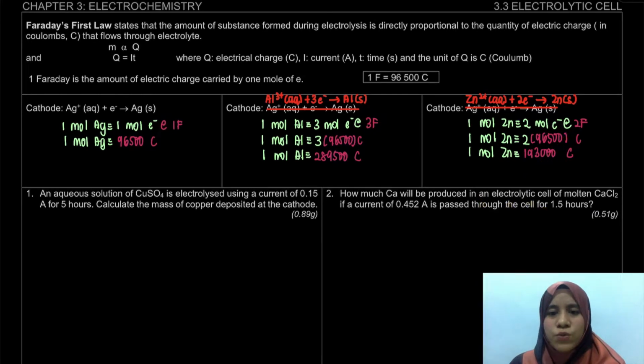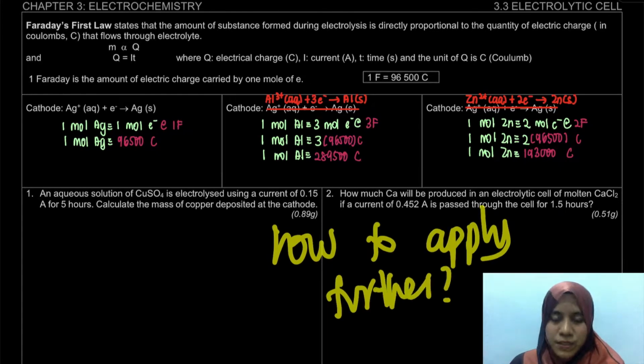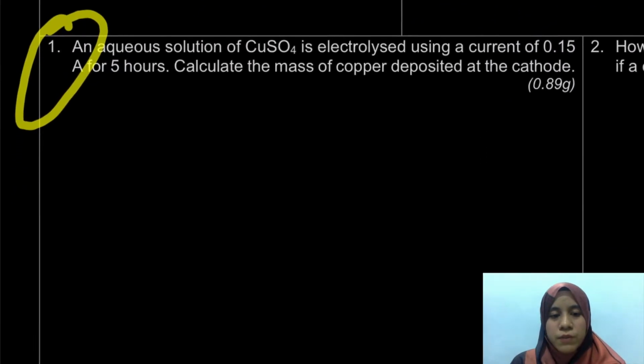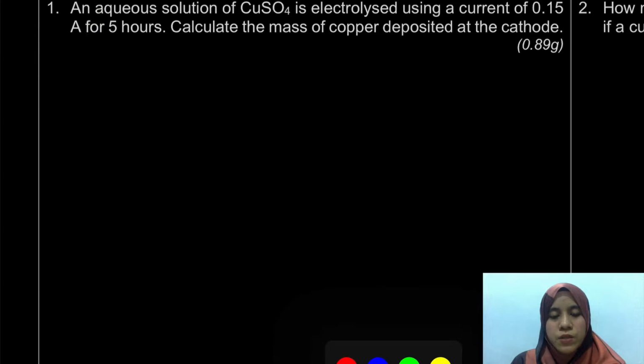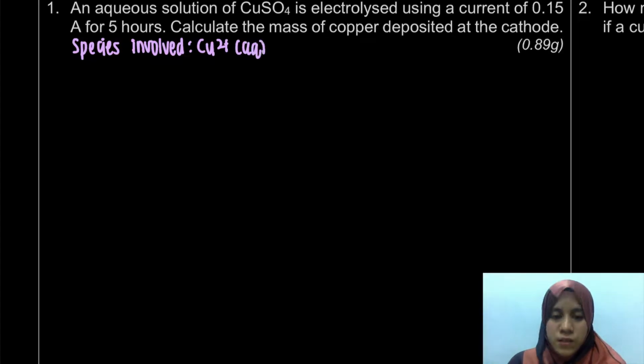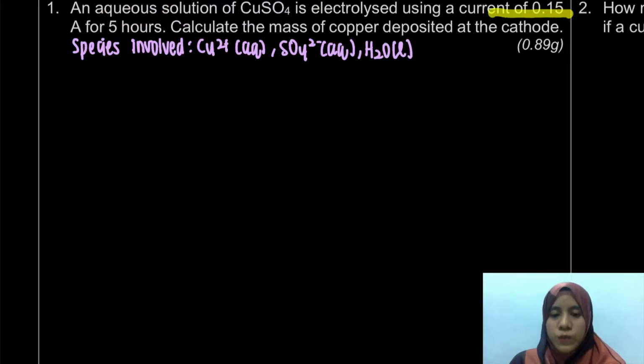Now, how do we apply this to find out with Faraday's law? Let's look at the examples. It's quite a lot of steps, but let's do it together. For question number 1, it mentions an aqueous solution of copper sulfate. For the copper sulfate, we're just going to write down the species involved, which is from CuSO4. Since it is an aqueous solution, we have to include H2O liquid. The information given is I is 0.15 ampere and T is 5 hours.